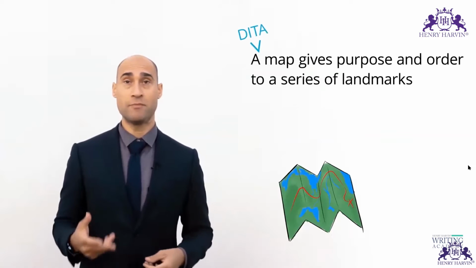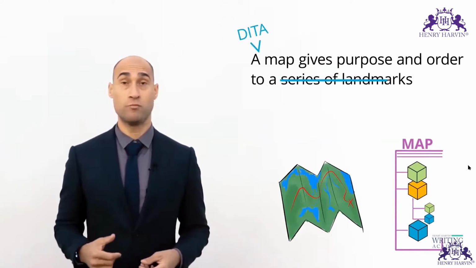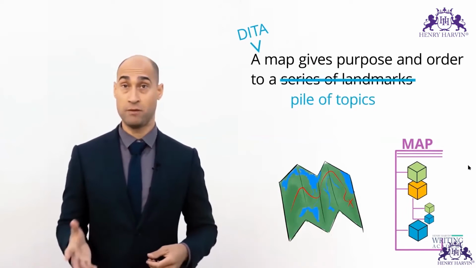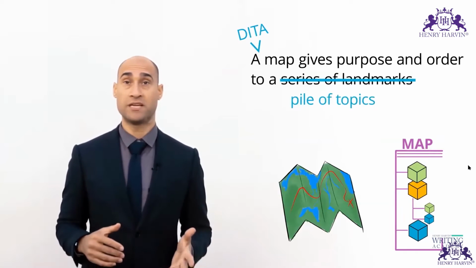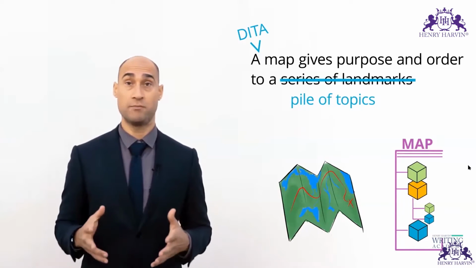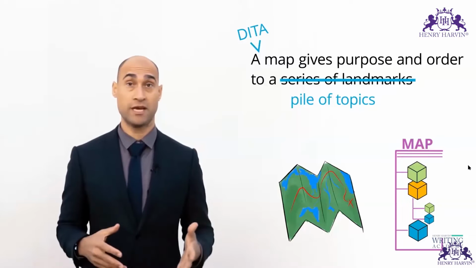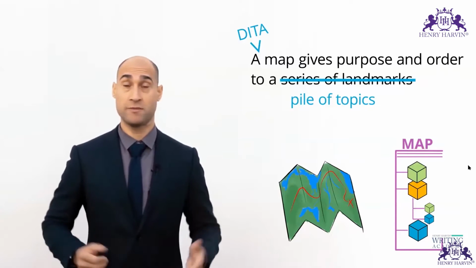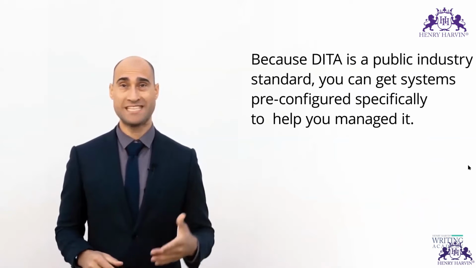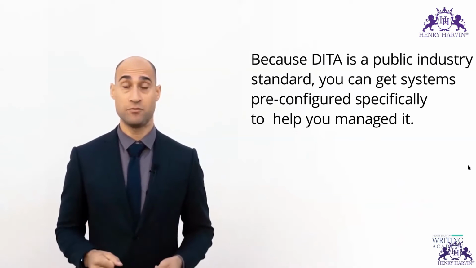The map gives purpose and order to a series of landmarks. In the same way, a DITA map gives purpose and order to a pile of topics. That map could be published as a traditional document, but because it's structured content, it could be published as some web pages, a whole website, into an app, or just about anything else you want. Because DITA is a public industry standard, you can get systems pre-configured specifically to help you manage it.